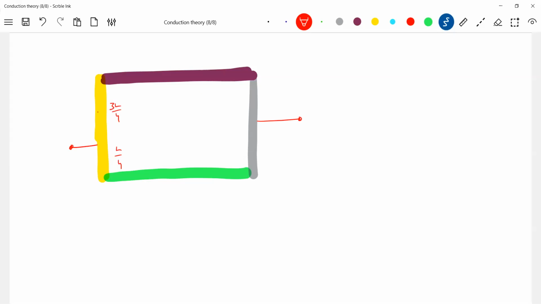L by 4. Thermal conductivity of this yellow color rod is K. 2K. Length is 3L. Area of cross section, let me make it same. It'll be easy for us. This L by 2. Thermal conductivity is K. Length 3L. Okay, K by 2, I'll write it.